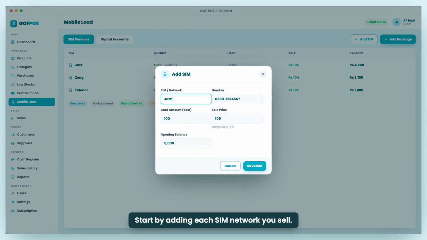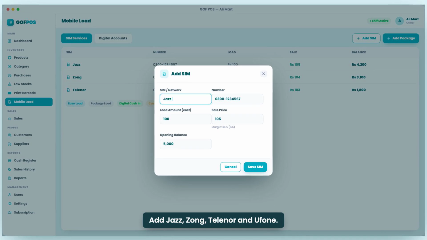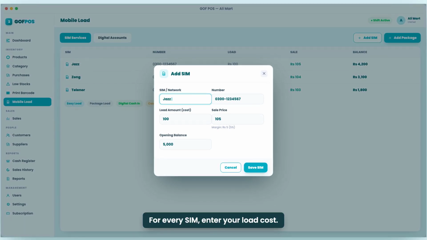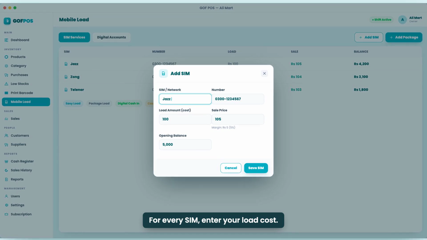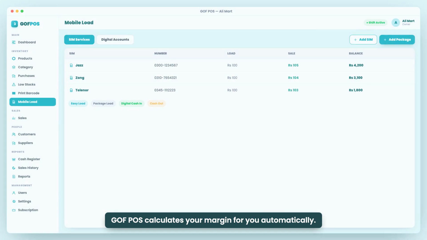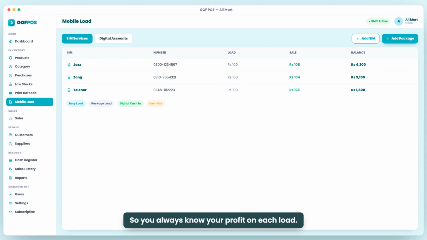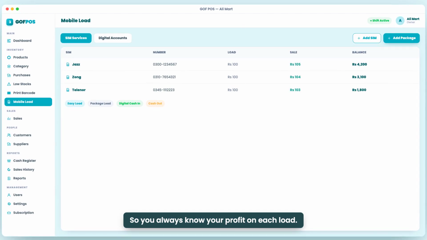Start by adding each SIM network you sell. Add Jazz, Zong, Telenor, and Ufone. For every SIM, enter your load cost. Then enter the sale price you charge the customer. GOF POS calculates your margin for you automatically, so you always know your profit on each load.